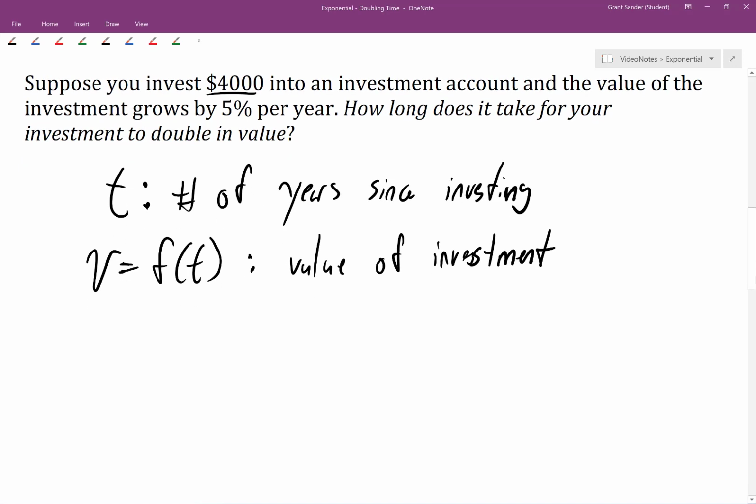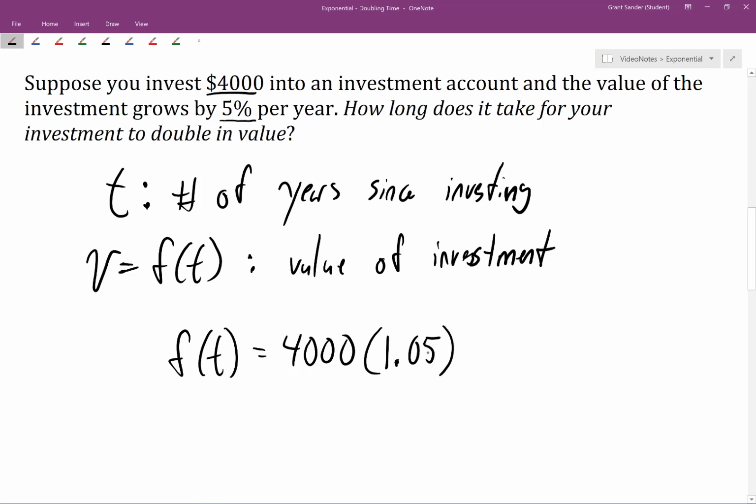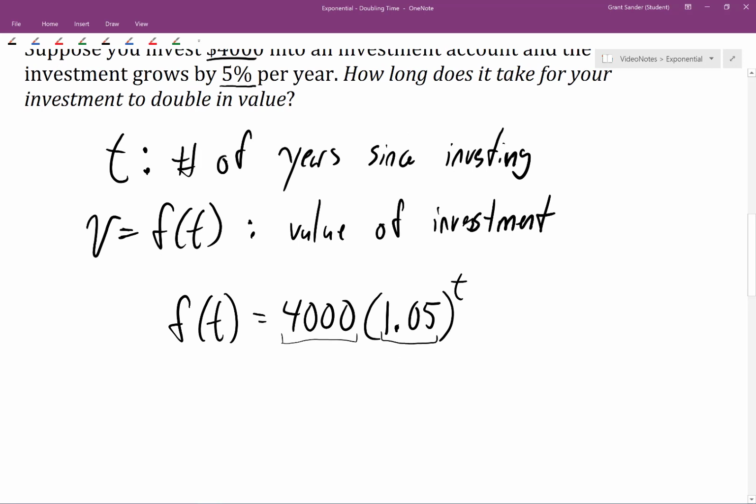Since f of t represents the value of the investment, and we started with $4,000, then we can write f of t equal to 4,000 for our initial value, and a percent change of 5% corresponds to a 1-year growth factor of 1.05. And therefore, f of t is equal to 4,000 times 1.05 to a power of t, where again the 4,000 was our initial investment value, 1.05 is our 1-year growth factor, and then we raise it to an exponent of t because we have exponential growth.